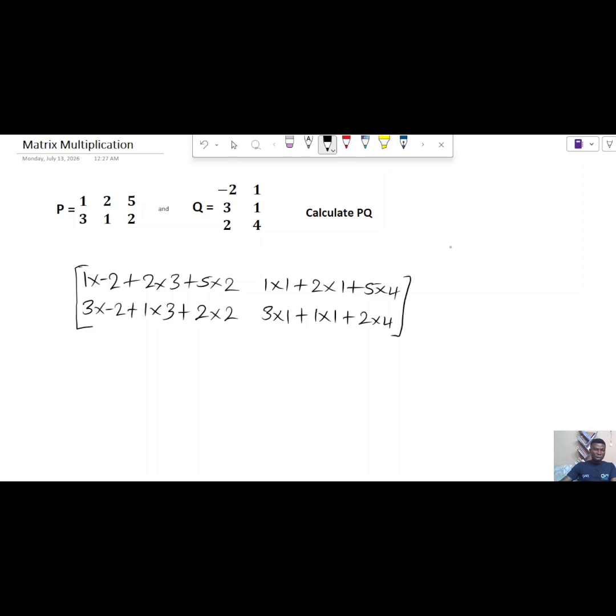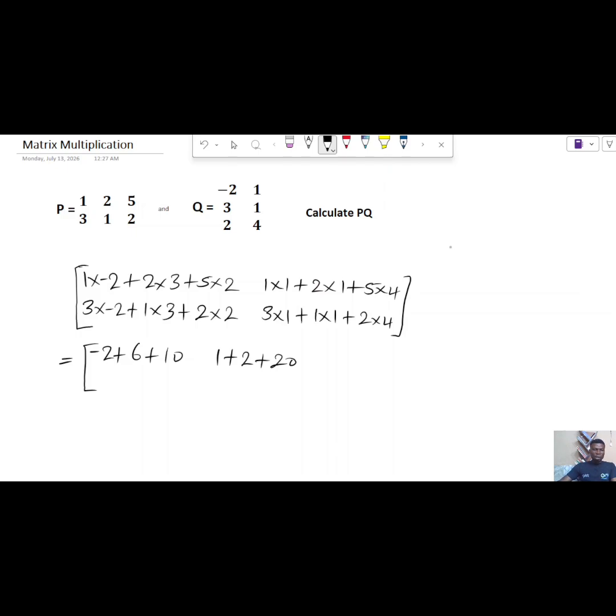So, and this will give us, now 1 times minus 2 will still give us minus 2, right? Then plus 2 times 3 will give us what? 6. Plus 5 times 2 will give us what? 10. Now over to this side, we have 1 times 1 will give us 1. Plus 2 times 1 will give us 2. Plus 5 times 4 will give us what? 20.